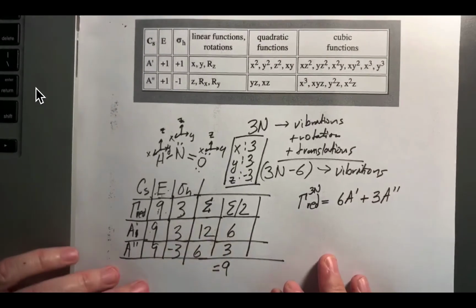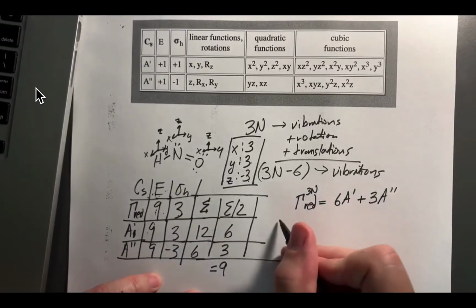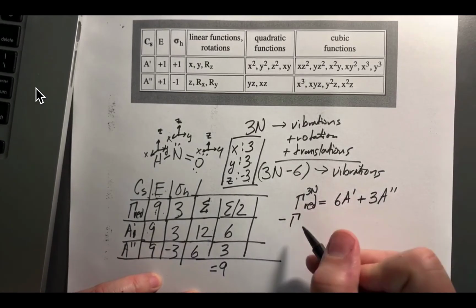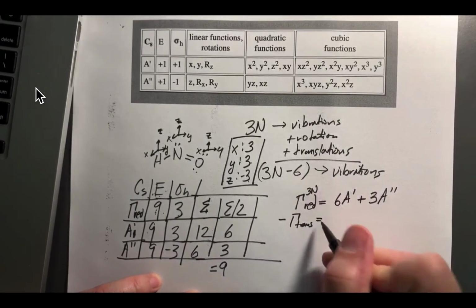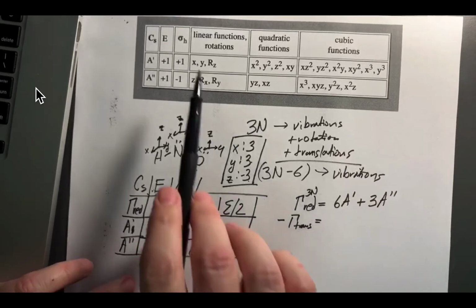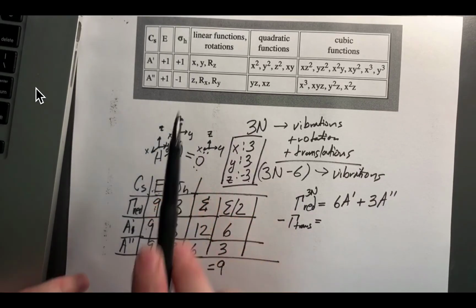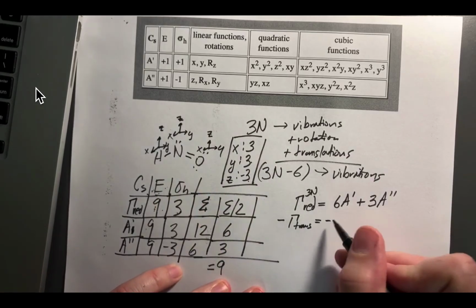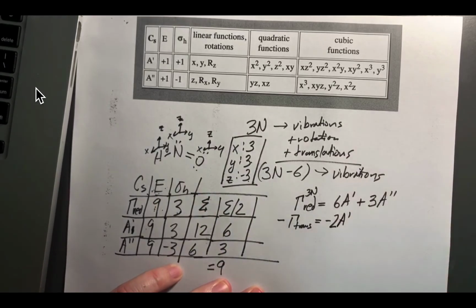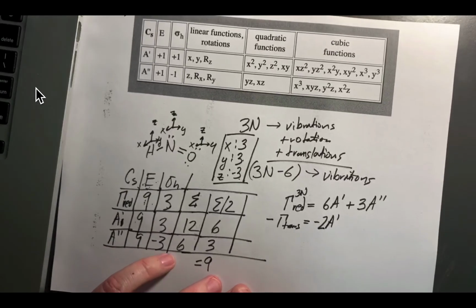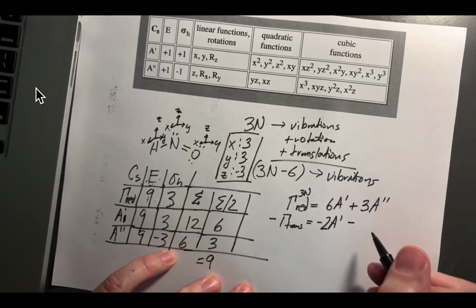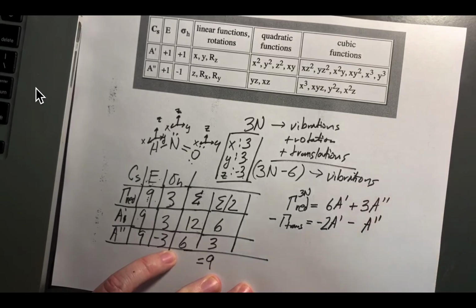Okay, now we go back up here to the character table, and we're going to subtract out. Let's first do the translations. And nicely, this is here in the character table. So translation along X, translation along Y, translation along Z. So 2 of the A primes are translations of the molecule, and 1 of the A double primes is a translation of the molecule.